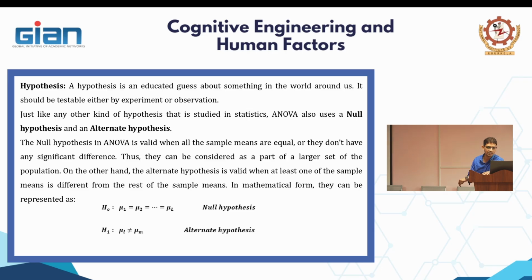So a hypothesis is an educated guess you are making about something in the world around us. It should be testable either by experiment or observation. There are two types of hypothesis. One is the null hypothesis, another one is the alternate hypothesis. Null hypothesis means you have a set of data and the means are the same. If you have a set of data and the means are not the same, that is the alternate hypothesis.